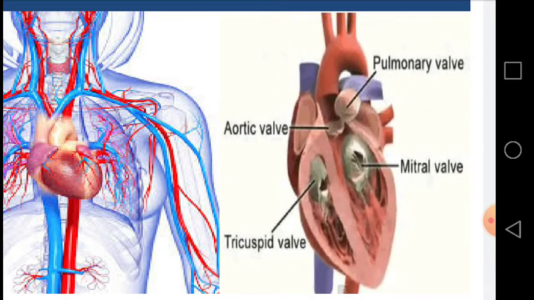Now I am going to tell you the function of the valves. Valves carry the blood one way, because valves don't allow the blood to move back towards the atria. When the blood comes out of the atria and enters the ventricles, these valves help to block the flow of the blood back into the atria. So this is a very important function which these valves perform.